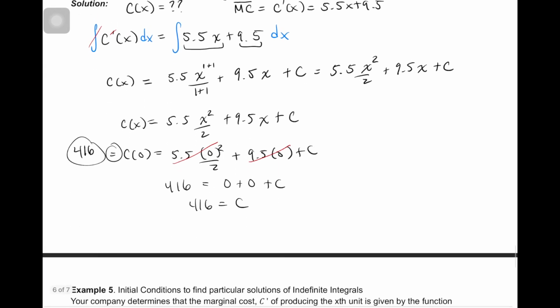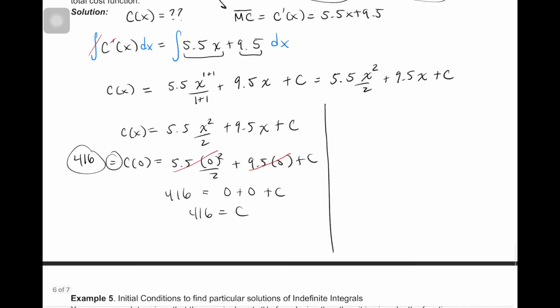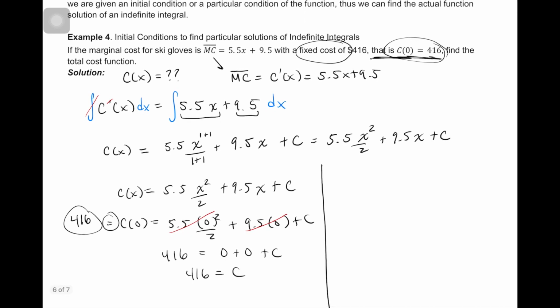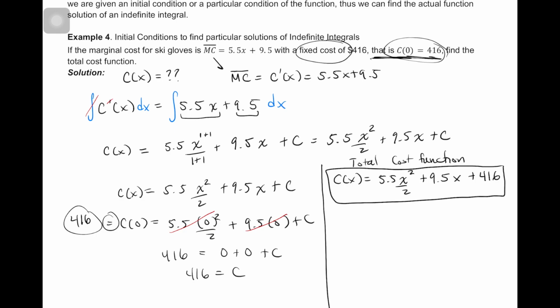So we have found the C value. Now we go back to the problem and see if there's anything else we need to find. That's it, we have found the total cost function. The total cost function is 5.5 times x squared over 2 plus 9.5x plus 416. All right, and that was it.